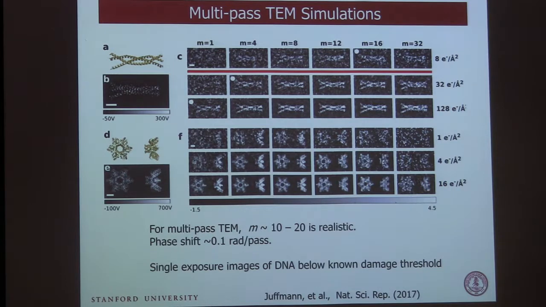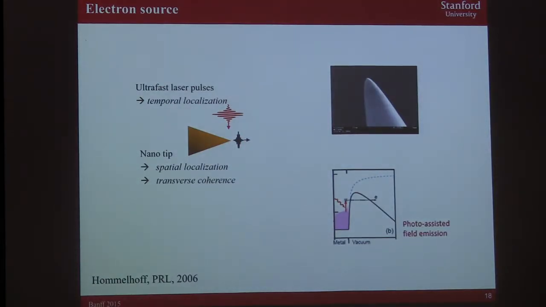And the point is that you would never be able to see this in reality, because if you put 128 e per angstrom squared on that kind of protein, it would melt in front of you. Right, so this says, hey, maybe it's possible to see single exposure images of DNA at low Coulomb gamma thresholds. So let me talk a little bit about what the technology is that's needed to make this work.